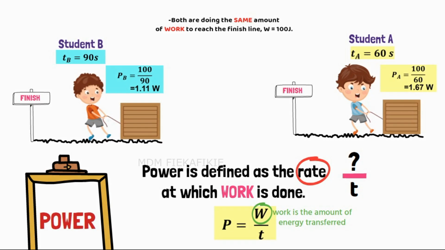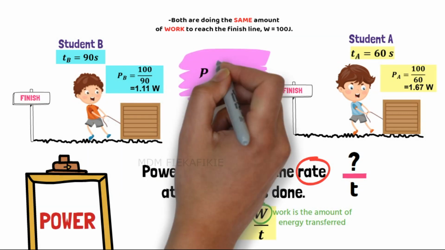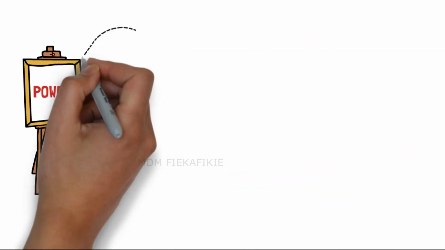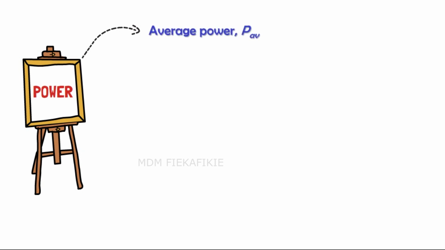Jadi dekat sini kita boleh lihat kedua-dua pelajar melakukan kerja yang sama iaitu 100 joule, tetapi student A boleh melakukan kerja itu dalam masa 60 seconds dan student B boleh melakukan kerja yang sama dalam masa 90 seconds. Jadi, output power siapa yang lebih besar? So, based on the calculation, we can say that the output power of student A is bigger than the output power of student B. Boleh?